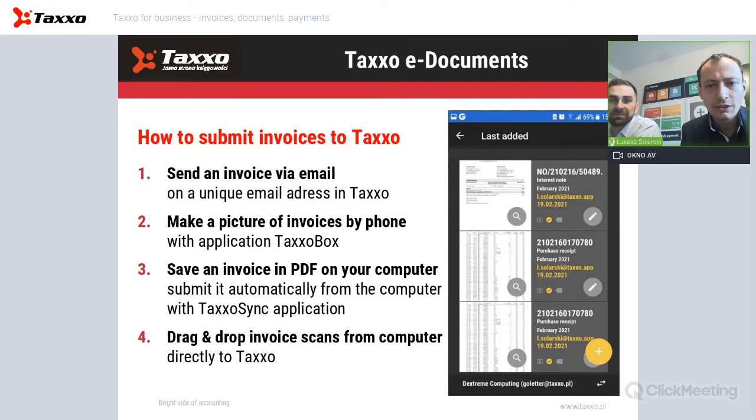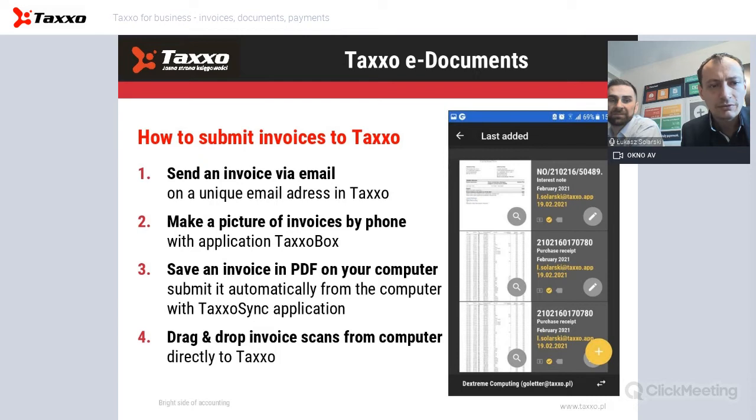But before that, we'll just talk about how to submit invoices to Taxxo, because there are several ways to do it. First of all, you can just simply send the invoice via email. So basically, when you receive a purchase invoice via email from your contractor, you can just forward this email to a special address. We will show you how this works, and Taxxo will take care of it.